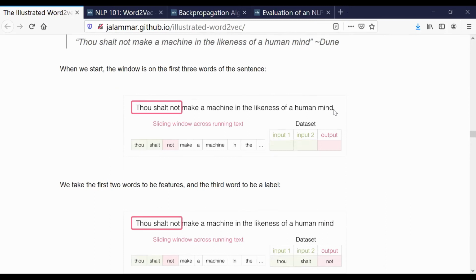It's not a 7-word sentence. It's a 3-word sentence. So continuous bag of words would be predicting: I like cat, so I and cat predict like. Skipgram would be cat predicts I, cat predicts like, like predicts I, like predicts cat. So take this sentence: thou shalt not make a machine in the likeness of a human mind.